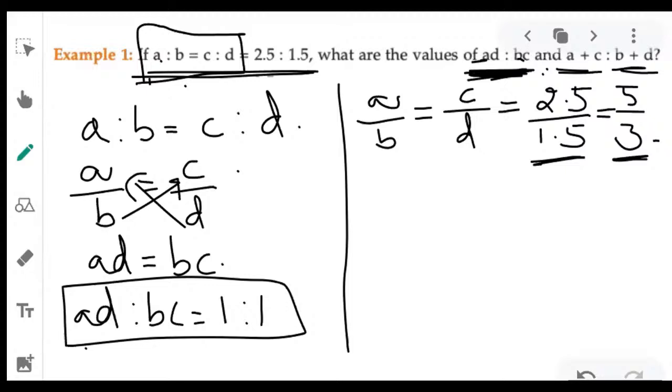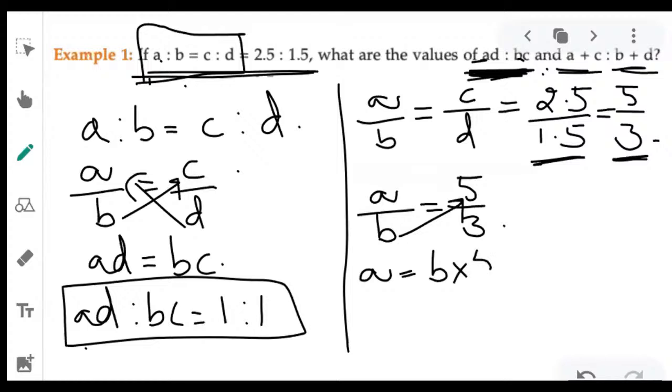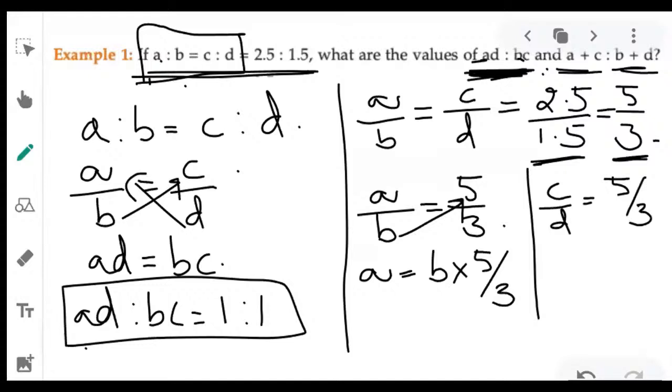So when you do individual ratios, if you take A by B is equal to 5 by 3, right? If I cross multiply, A is equal to B into 5 by 3. Same goes for C by D also. C by D is equal to 5 by 3. So C is equal to D into 5 by 3. Now I have A and C separately.